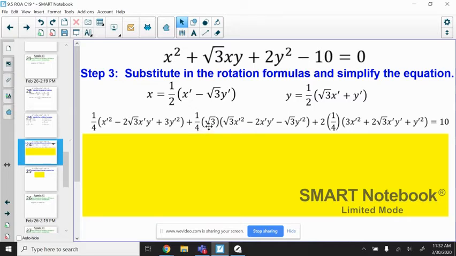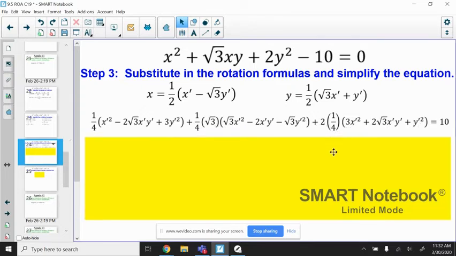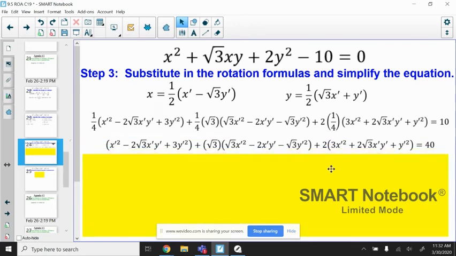At the same time, I'm going to recognize there's a √3 here. I think I'll distribute it through. There's a 2 right here. I think I'll distribute it through to there. So taking that all into account, I did take the time for you guys to just show you what happens when you multiply an entire equation by 4.